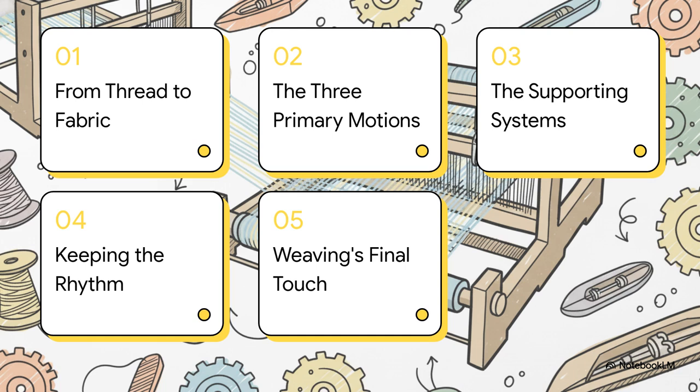All right, so here's our game plan. We'll start with the basic players, the threads. Then we'll break down the core choreography of the loom, look at the essential backup systems, see how it keeps itself from making mistakes, and finally, we'll connect all that mechanical stuff back to the fabric you can actually feel.